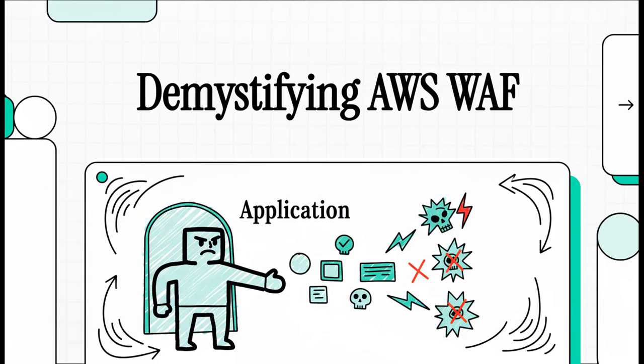All right, let's talk about AWS WAF, the Web Application Firewall. Now, I know that name sounds super technical, maybe a little intimidating, but we're going to demystify it. By the end of this, you're just going to think of it as a digital bouncer for your application. So let's go meet this bouncer and figure out exactly how it works.